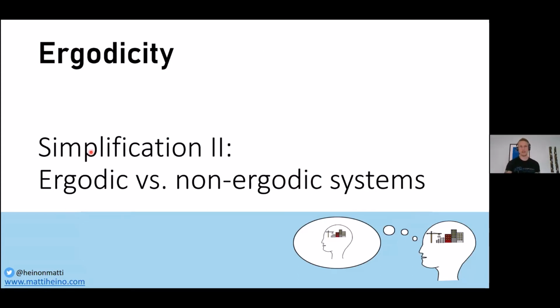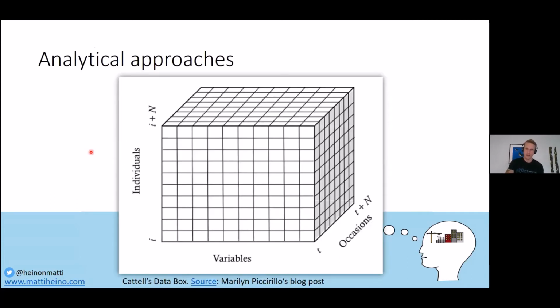Secondly, I'll mention the ergodicity problem that's been quite in the forefront. There was a 2018 paper by Aaron Fisher, where he said that the lack of group to individual generalizability is a threat to human subjects research. I'll explain what this means. This is called Cattell's data box. So we have variables as columns, and individuals as rows, and the depth is measurement occasions or time points. So this is what we normally do.